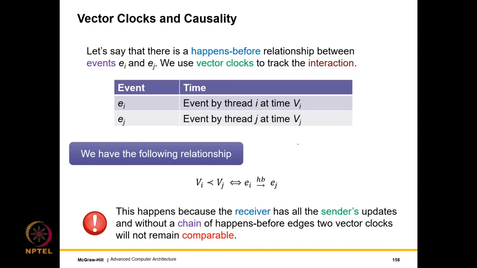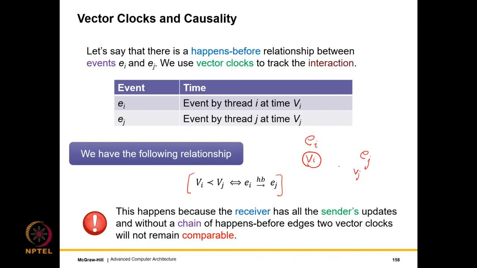So if we have event ei and event ej, let the time of the event in thread I be time vi, and in thread j it be time vj. So we will have the following relationship, and this relationship is being shown without proof. It is basically saying that let there be for thread I an event ei, and for thread j an event ej, which are happening respectively at times vi and vj.